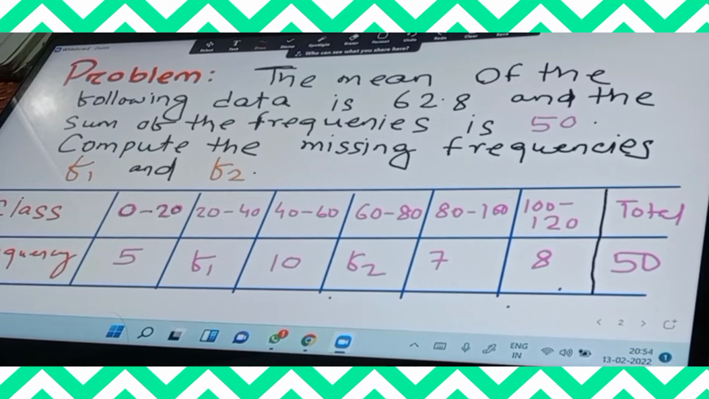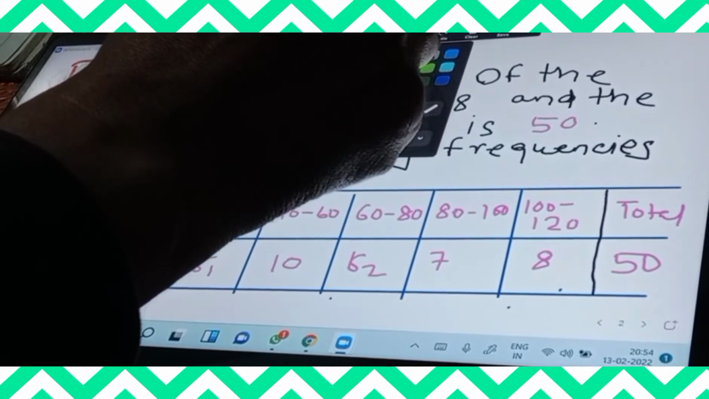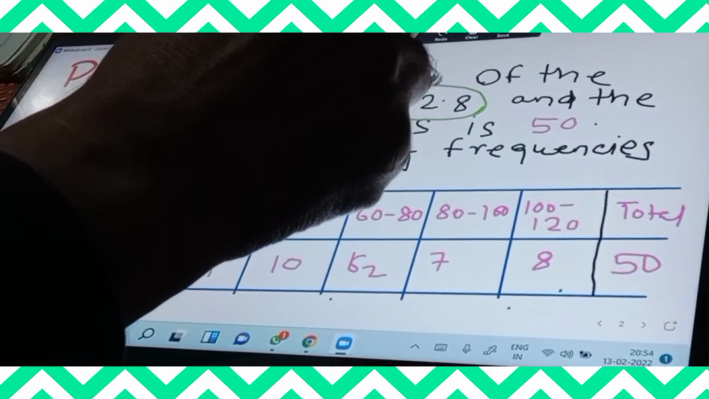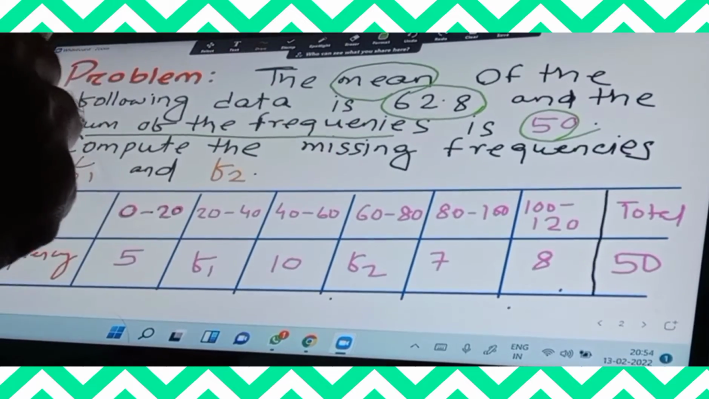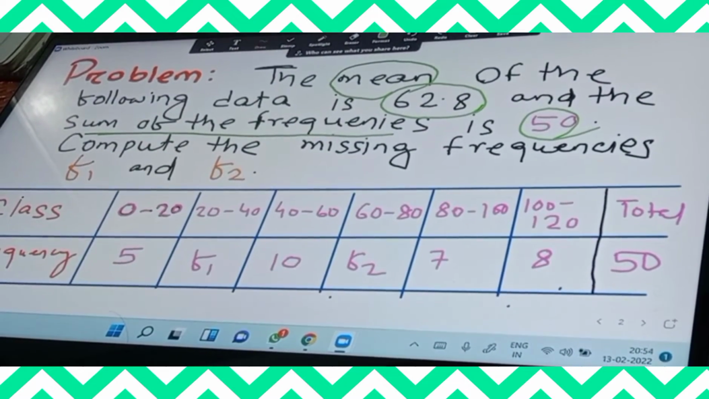Okay, here we are going to find out the missing frequencies. The mean of the data is given, and the total frequency, the sum of the frequencies, is also given. We have to find out the missing frequencies f1 and f2.